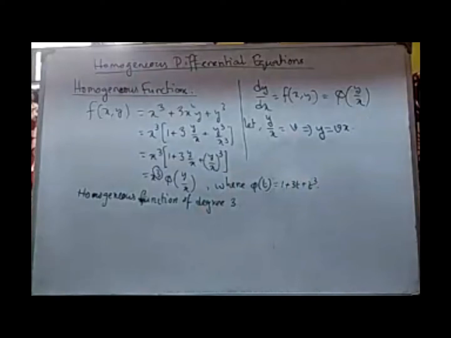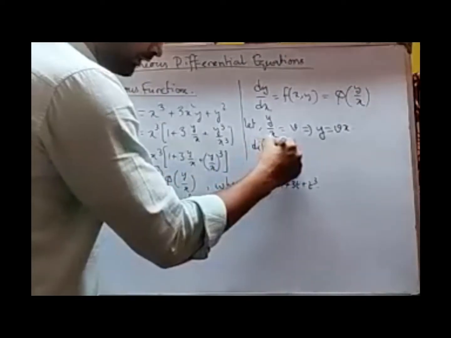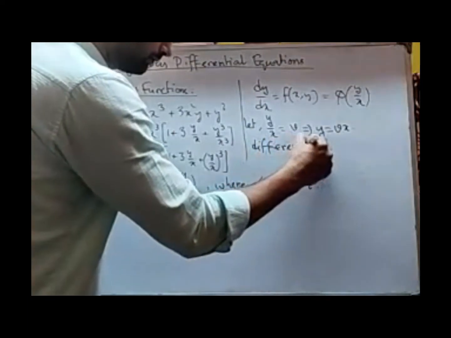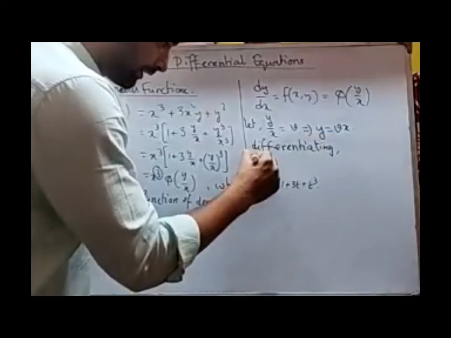And now we have to change the differential, just like in the case of that reduction to separable form that we have done, where ax plus by plus c equals z. Just like that, we have to again differentiate both the sides and find the value of dy/dx. So let us see. Differentiating, we can write dy/dx.